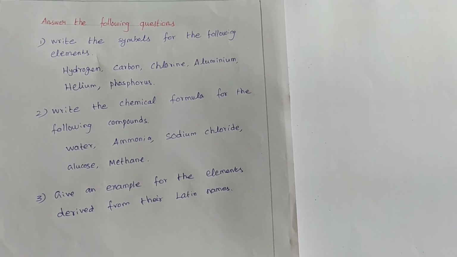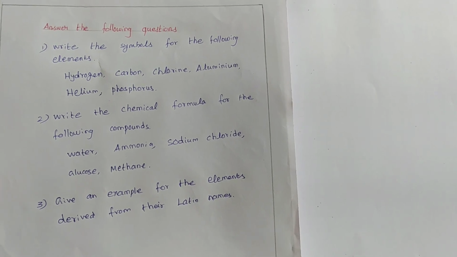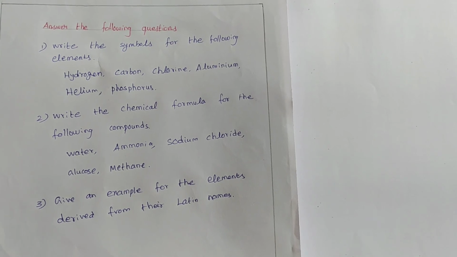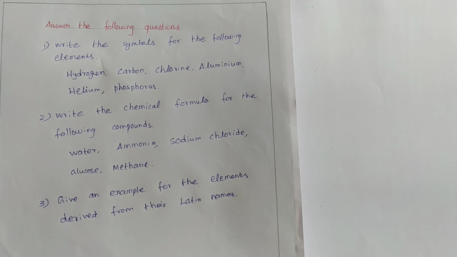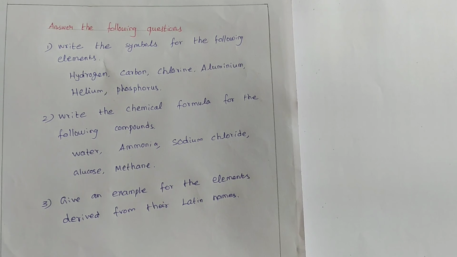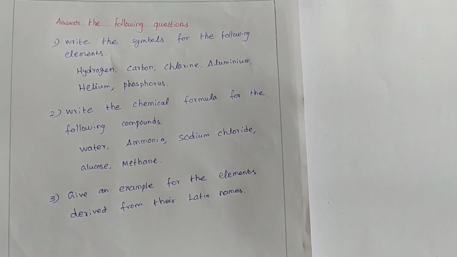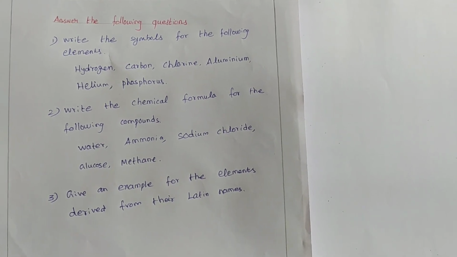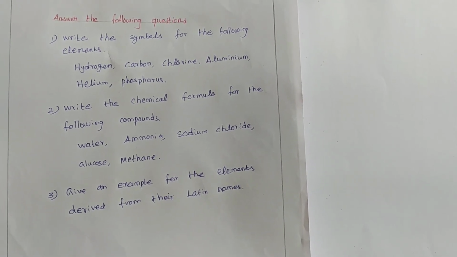Okay students, now answer the following questions. First, write the symbols for the following elements: hydrogen, carbon, chlorine, aluminum, helium, phosphorus. Second, write the chemical formula for the following compounds: water, ammonia, sodium chloride, glucose, methane. Third, give an example of elements derived from their Latin names. Okay, thank you. We will see in the next video.